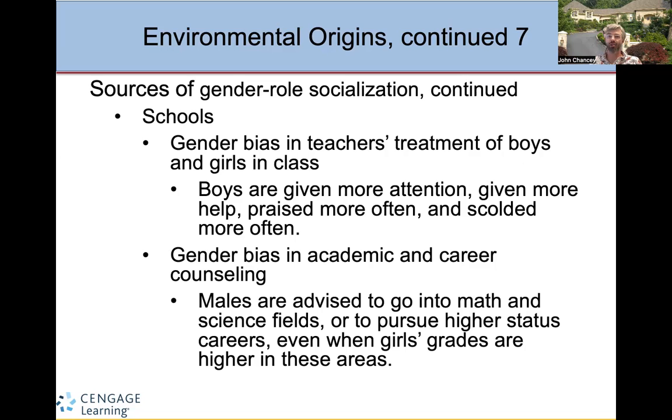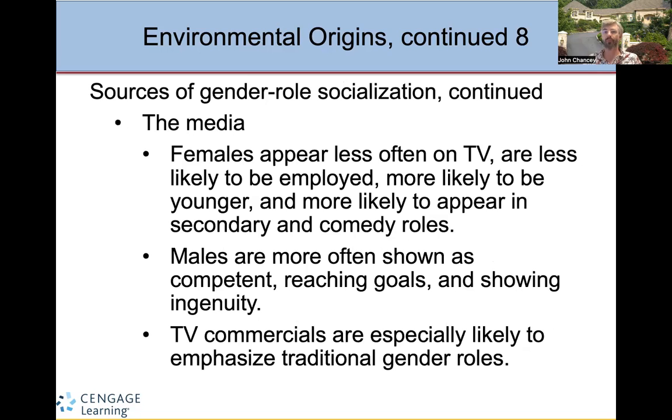There is a gender bias also in terms of academic and career counseling. For example, males are more likely to be advised to go into math or STEM fields, pursue higher status careers, even when we take into account that females have higher grades. There's that bias that still exists to some extent.